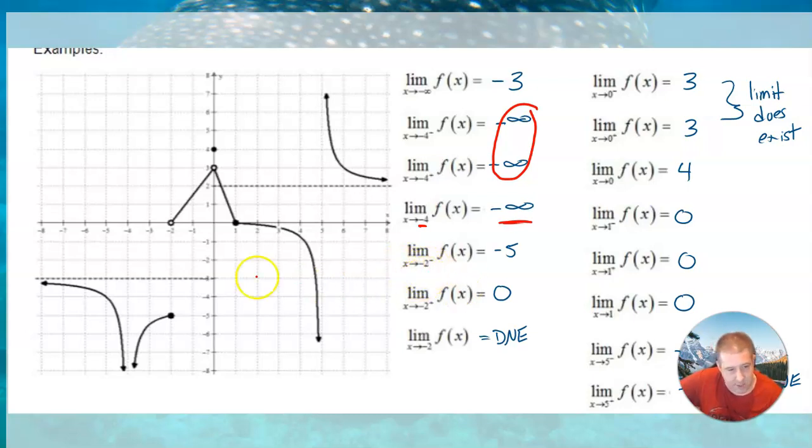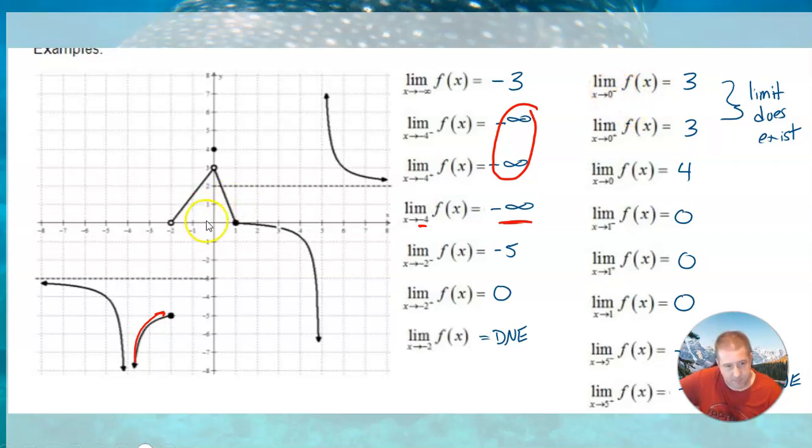Now, as we look at the next question, it looks like we're looking at -2 now. At -2, the left-hand side is approaching a height of -5. The right-hand side is approaching a height of 0. These two are not the same, so therefore it does not have a limit. It does not exist. Now, in calculus, we're going to write DNE just to save ourselves a little bit of time. That means does not exist.